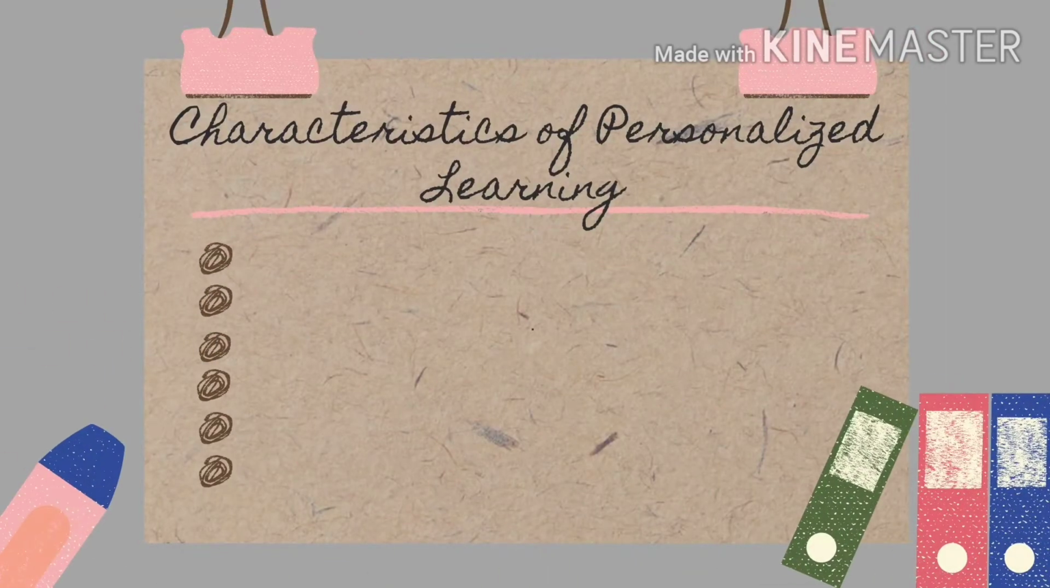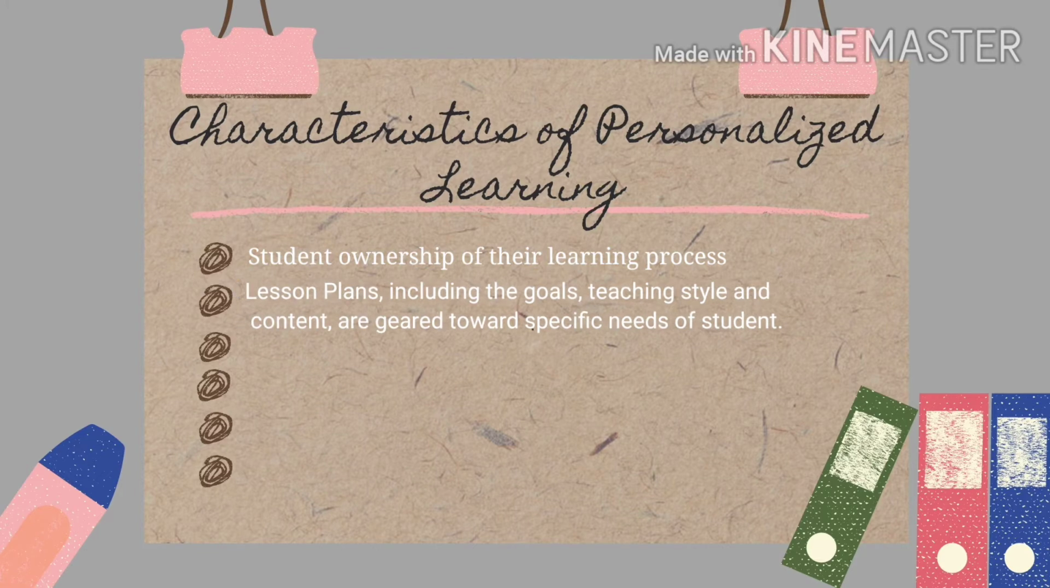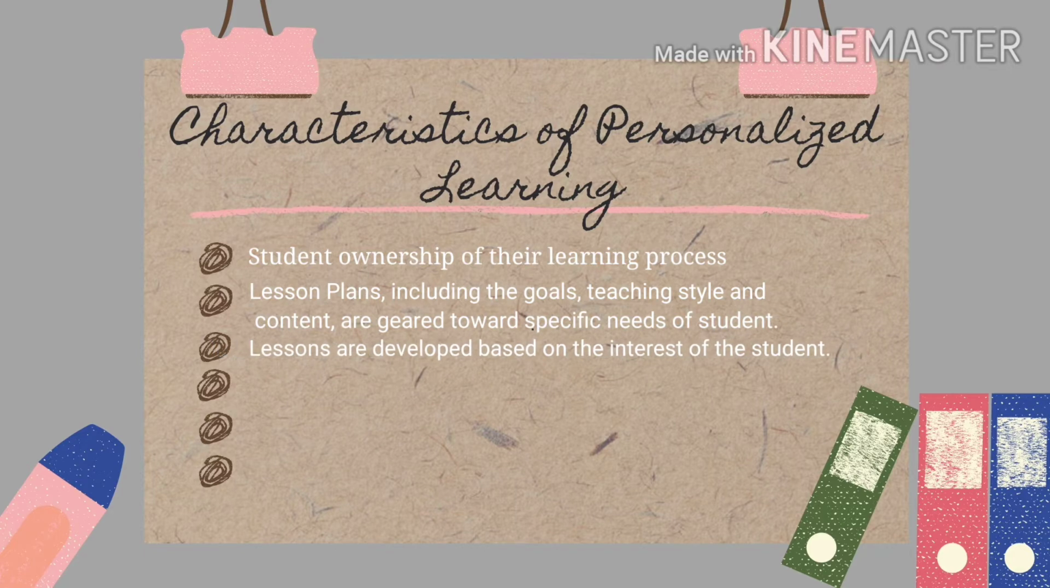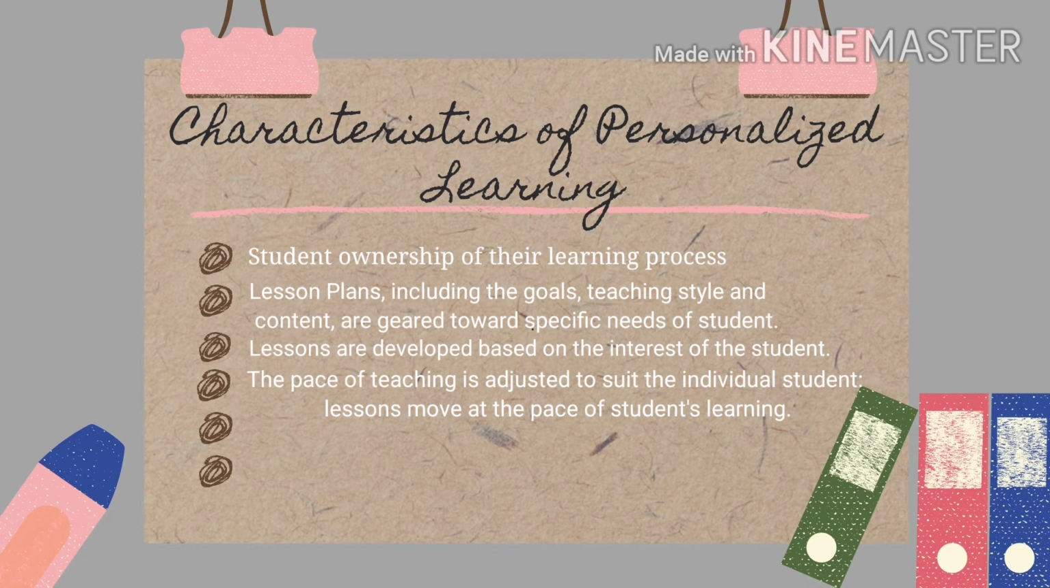Characteristic of personalized learning. Student ownership of the learning process. Lesson plans including the goals, teaching styles, and content are geared toward the specific needs of the students. Lessons are developed based on the interest of the students. The pace of teaching is adjusted to suit the individual student. Lessons move at the pace of the student's learning. Students have say over what they learn and how they learn it.